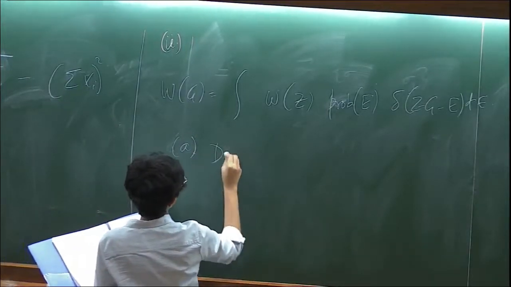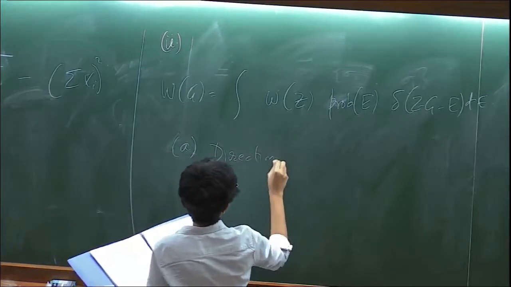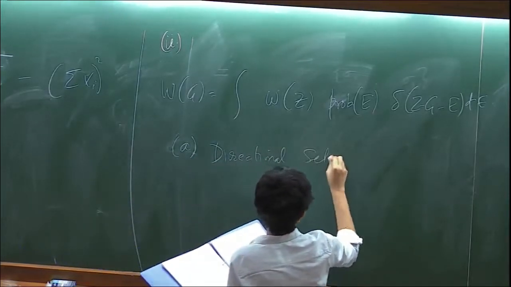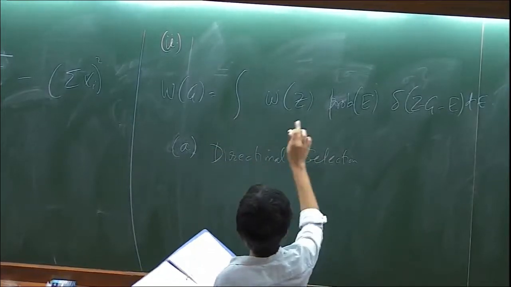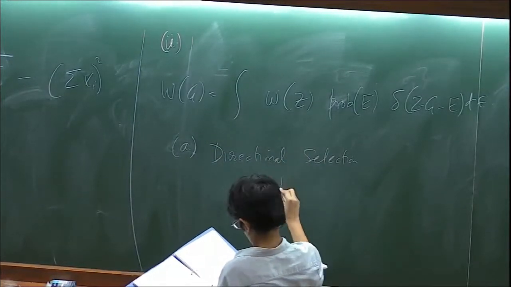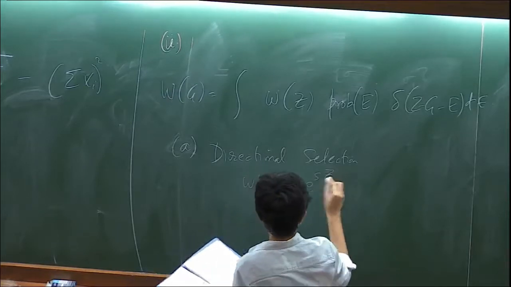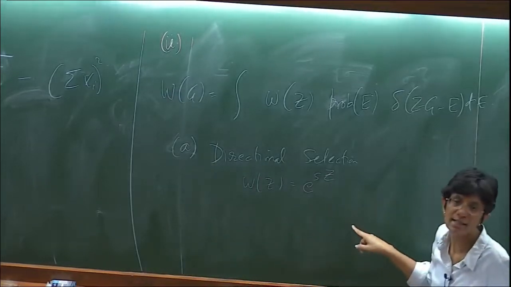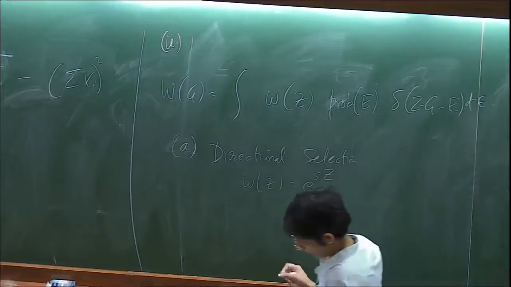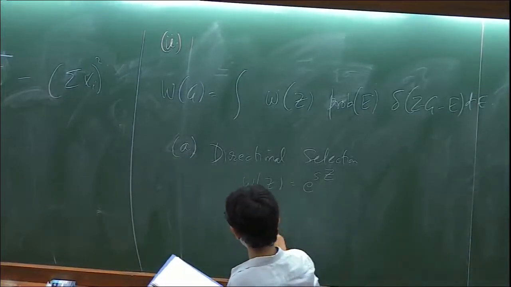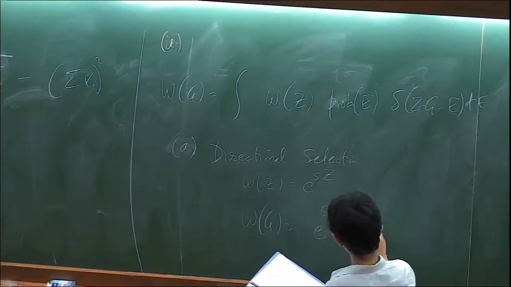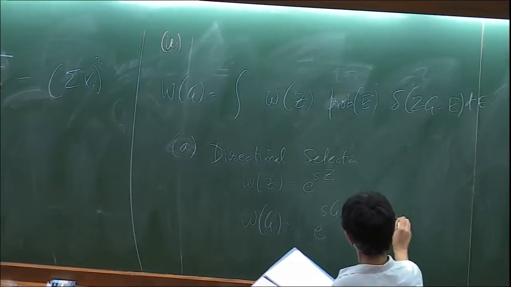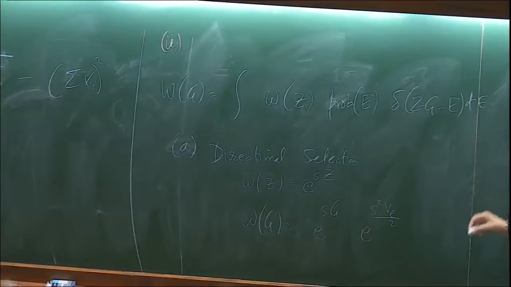There's something called directional selection, where W of Z on a log scale is linear in Z, and therefore you can just do this integral. It turns out to be some factors. It's just a matter of doing this little integral.